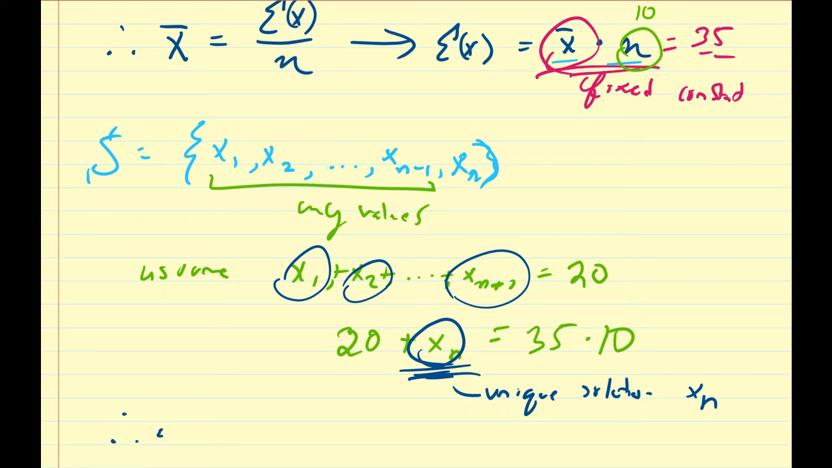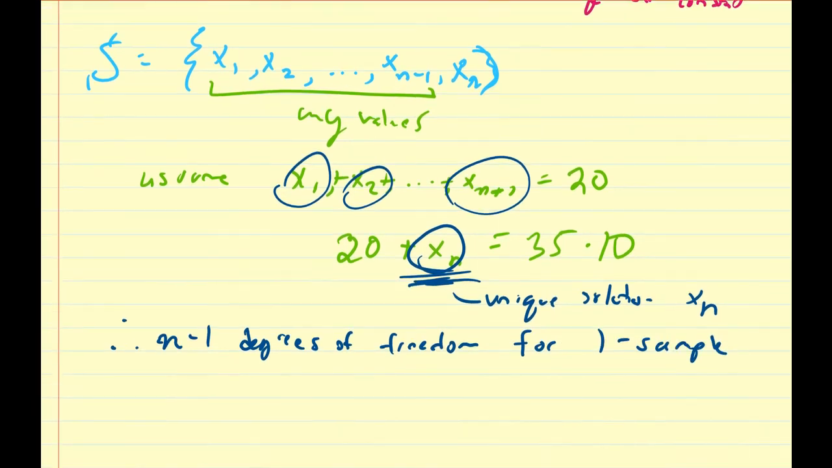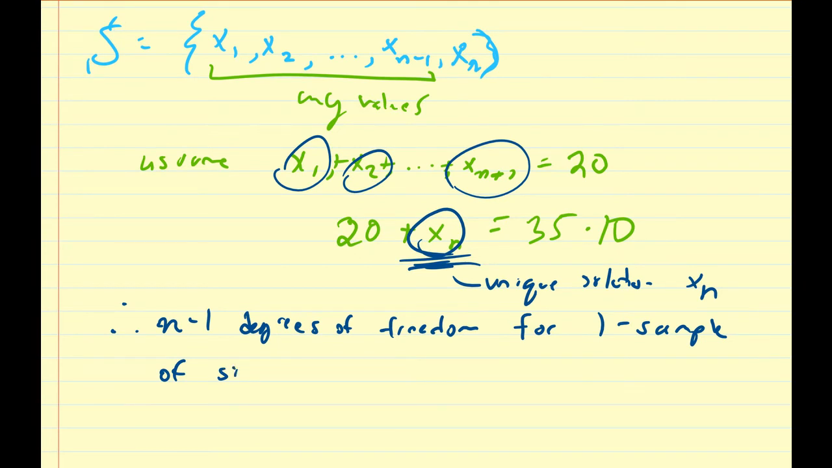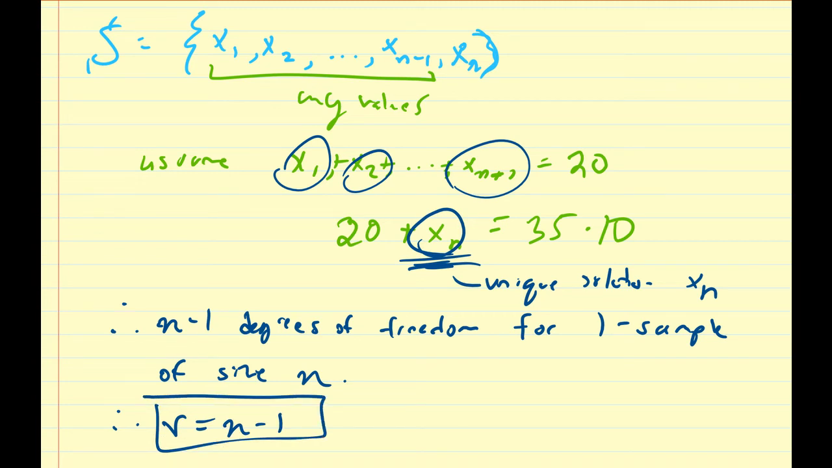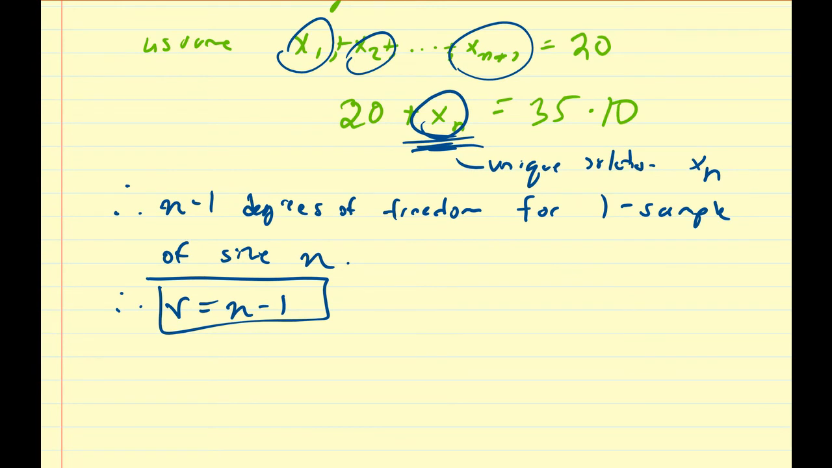So that means there are n minus 1 degrees of freedom for one sample of size n, which means nu, again, is equal to n minus 1. We're going to use this conclusion later, but always, for one sample of size n, the degrees of freedom is n minus 1.